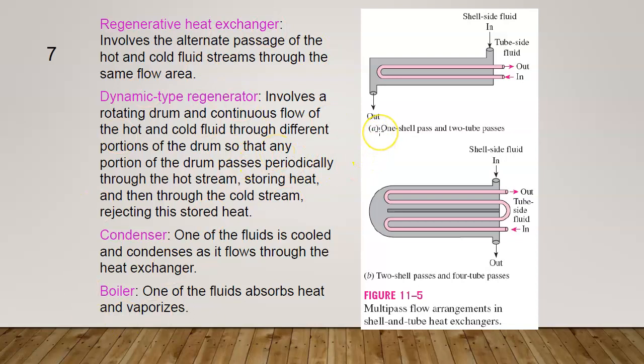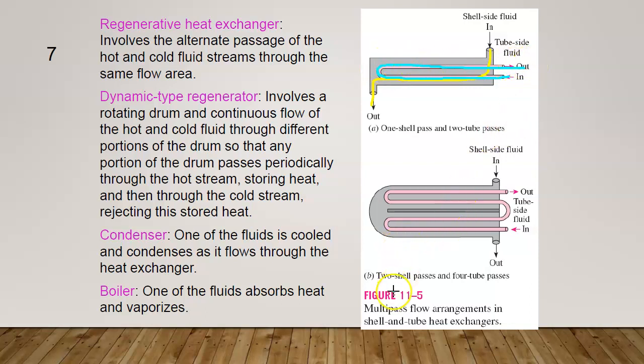Alright, for example, over here we have a multi-pass flow arrangement in shell and tube heat exchanger. This one has one shell pass and two tube passes. The one shell pass is because these are the paths that the fluid flows through the shell. Another one, we have two tube passes because this fluid is coming in and then going back and out. So this is first pass and this is second pass.